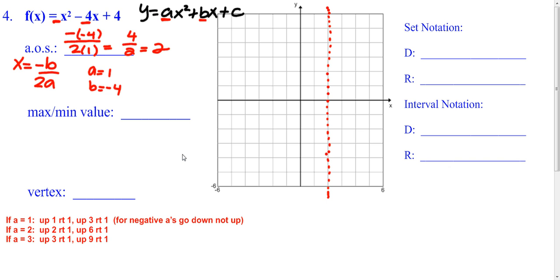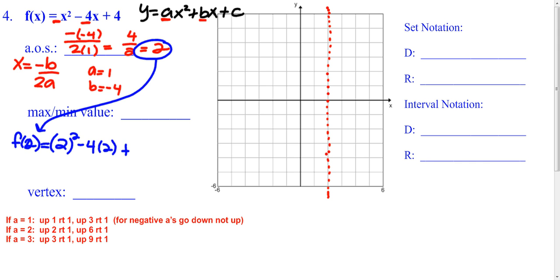Then I'm actually going to find the vertex next, and you get the vertex by taking the axis of symmetry and plugging it back in to the equation. Okay, and the vertex and the max and the min actually will end up being the same thing. So I'm going to plug my axis of symmetry back into the equation. So I'm going to go f of 2 equals 2 squared minus 4 times 2 plus 4. And so I get 4 minus 8 plus 4. And I get 4 minus 8 is negative 4 plus 4 is 0.